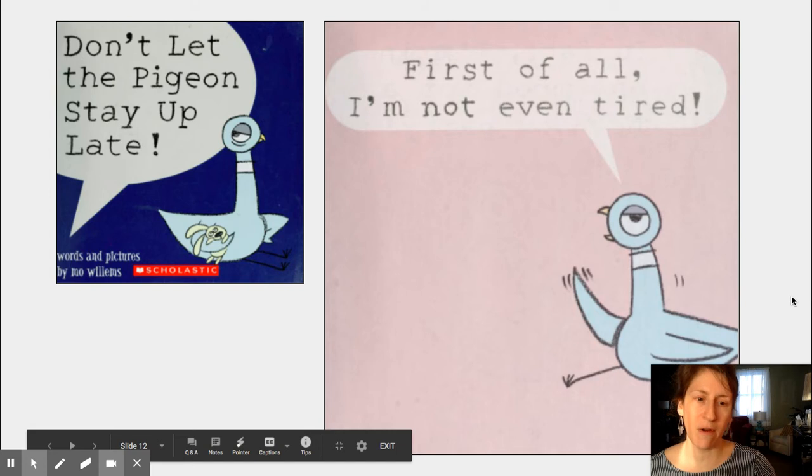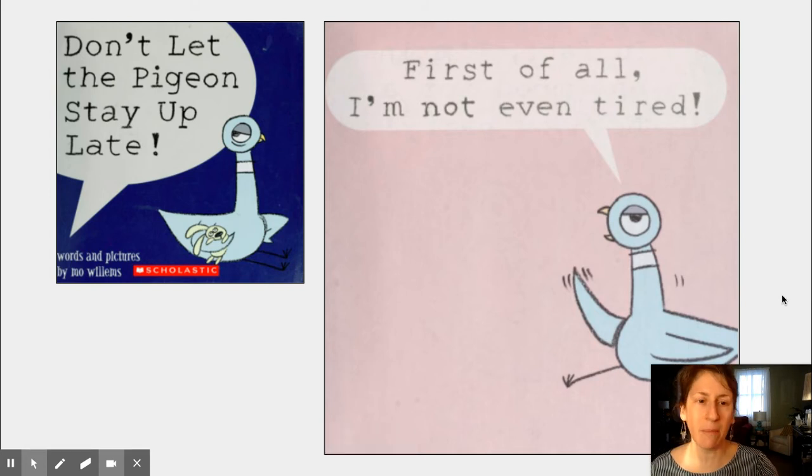Okay, so one of our favorite books, Don't Let the Pigeon Stay Up Late, the hook was the pigeon talking. This was the first part of the book. First of all, I'm not even tired. Okay, we need to hear more about that. That's a great hook.